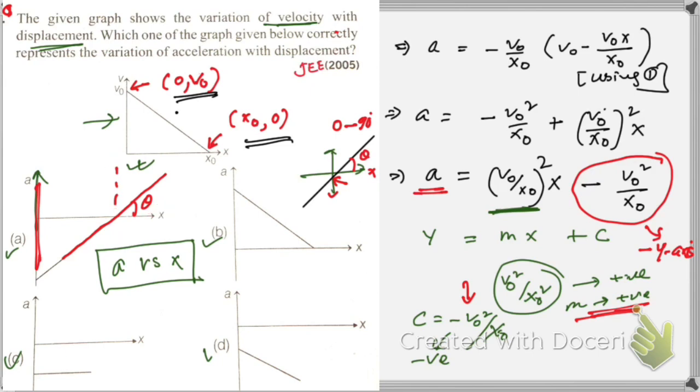And here you can see it is intersecting the acceleration at the negative y-axis. So that's why this equation satisfies this figure, right? So that's why this is our answer. So hope you have understood this. Now let me go to the next question.